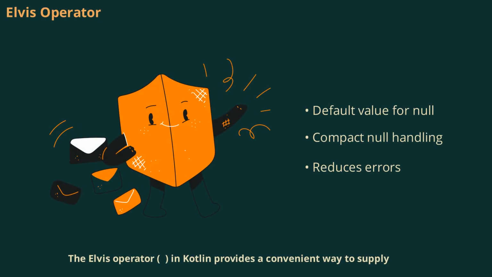The Elvis operator in Kotlin provides a convenient way to supply a default value when a nullable expression yields null. It acts like a compact if-else statement for null handling. For example, you can assign a fallback email address if the primary email is null. This operator streamlines null checks and ensures your code always has a valid value, reducing the risk of errors.